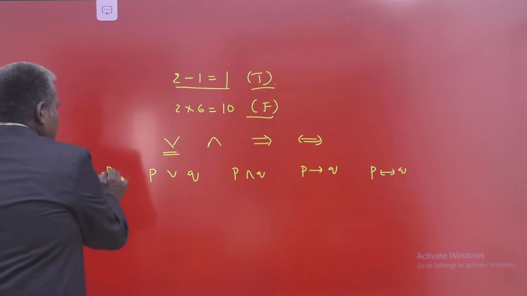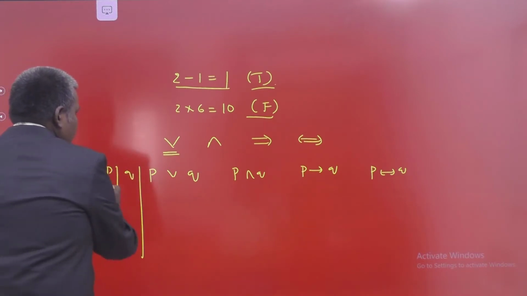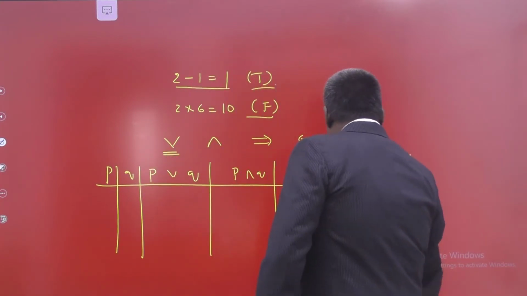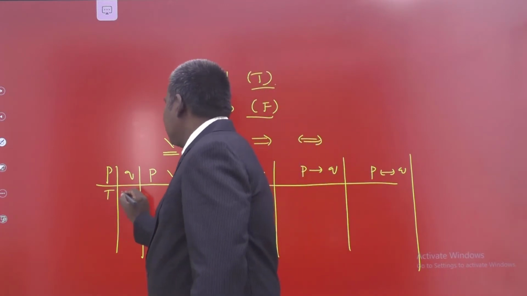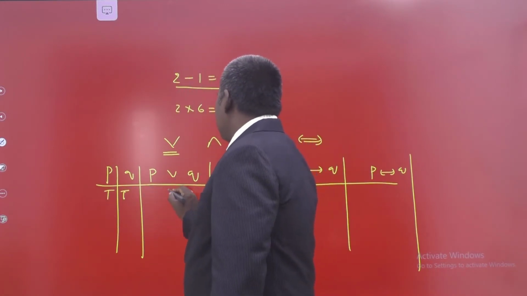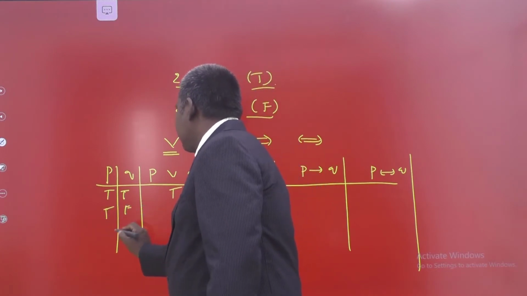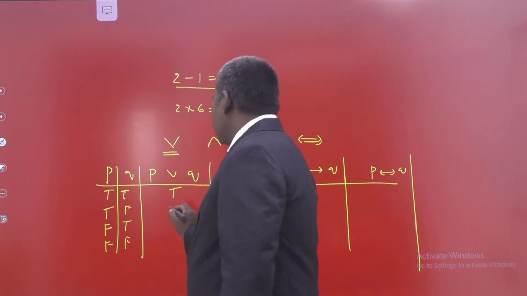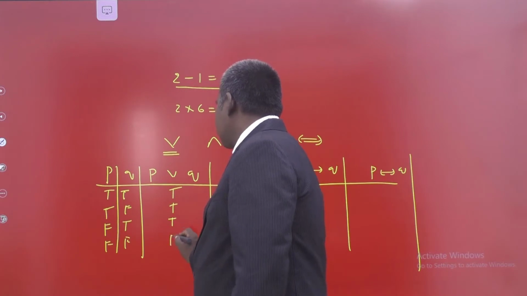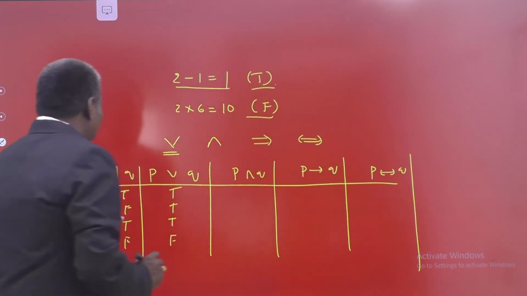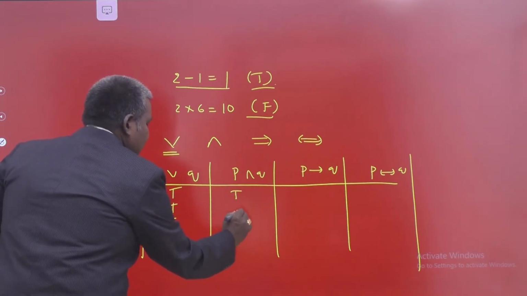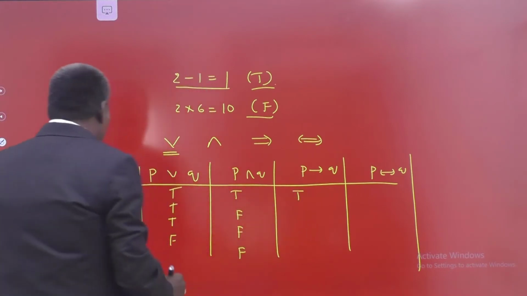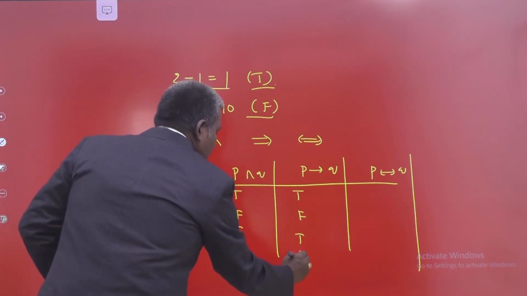So, suppose this is P, this is Q. Let us write the truth tables for all these once again. For P and Q, the possibilities are true-true, true-false, false-true, false-false. P or Q is true, true, true, false. P and Q: true and true is true, the remaining 3 are false. P implies Q: true implies true is true, true implies false is false, the remaining 2 are also true.